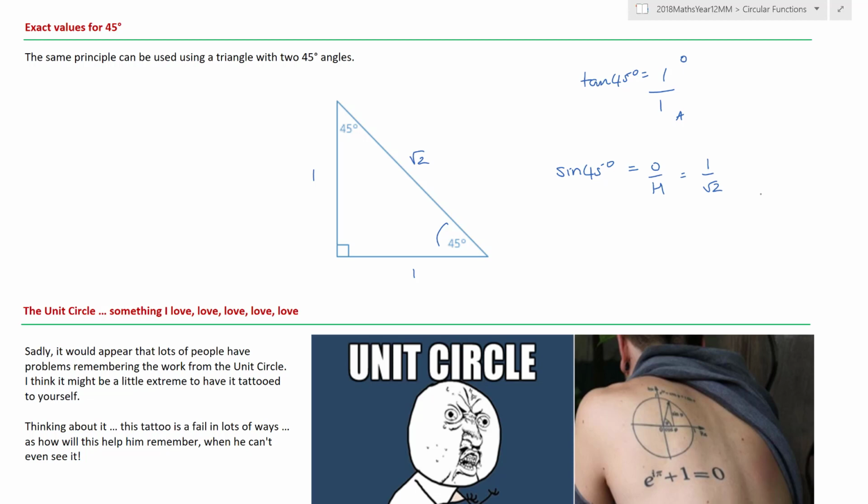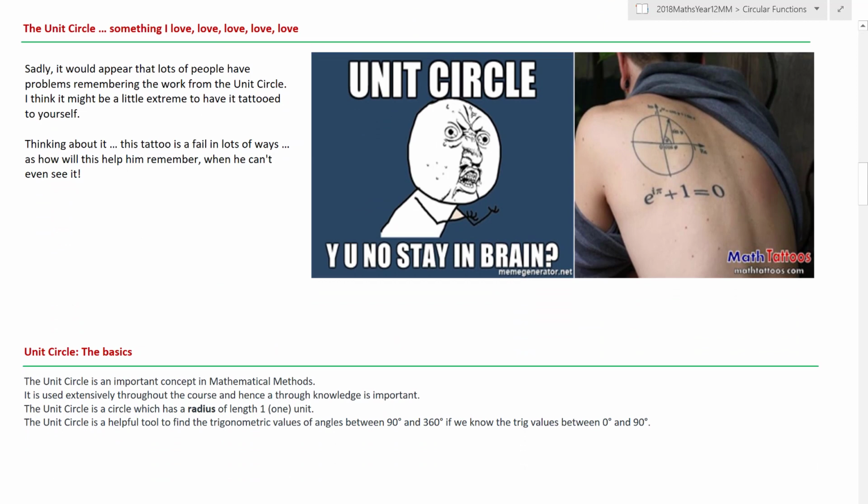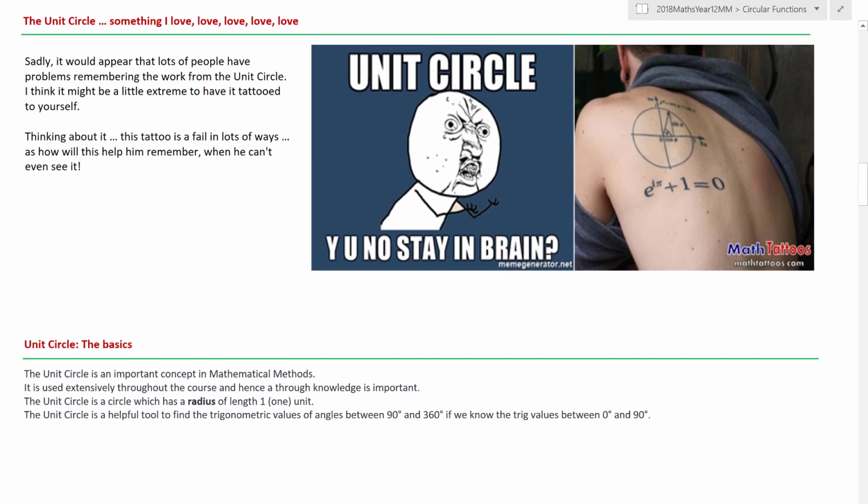All right, what's this got to do with the price of fish? Well, the unit circle can actually help us find out all sorts of angles outside of the ones that we've just said there: 0, 30, 45, 60, and 90, all right? And the unit circle is great, but I know that lots of people in year 11 can meet this and go, what? What are you doing?